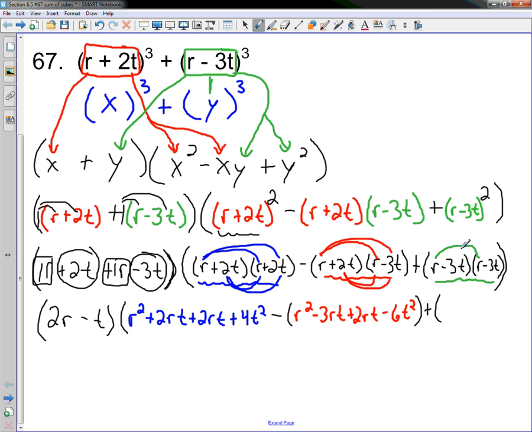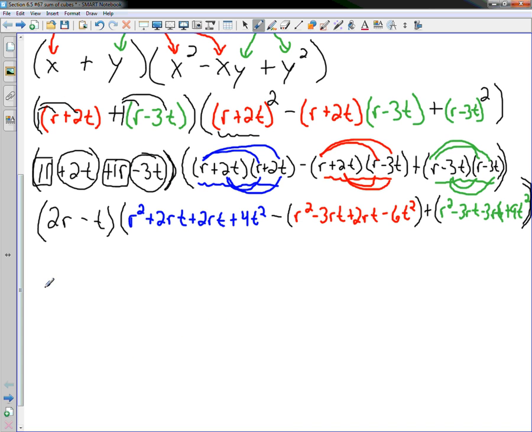R times r is r squared. R times negative 3t is negative 3rt. Same thing happens here. Negative 3t times r, negative 3rt. And negative 3t times negative 3t is a positive 9t squared. Okay, so let's make sure we identify that's a t, and we have a t there. Now we need to close our parentheses and close another one.